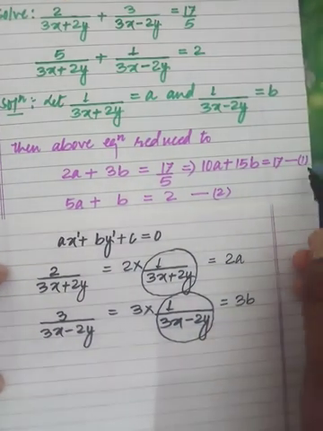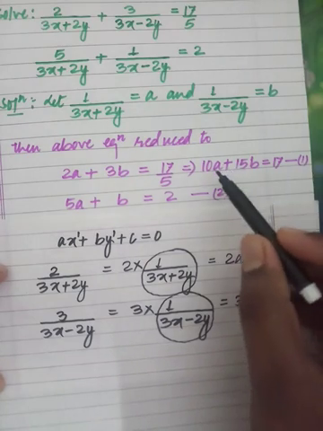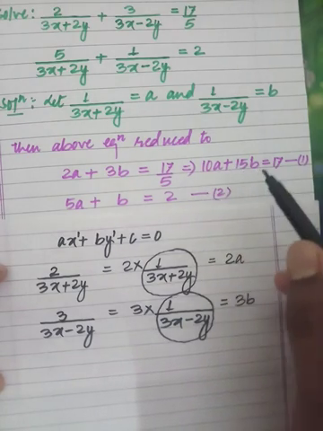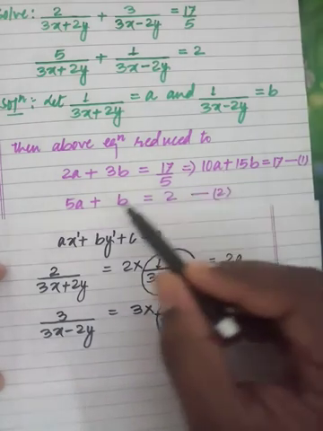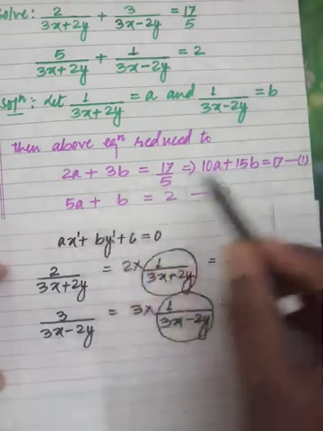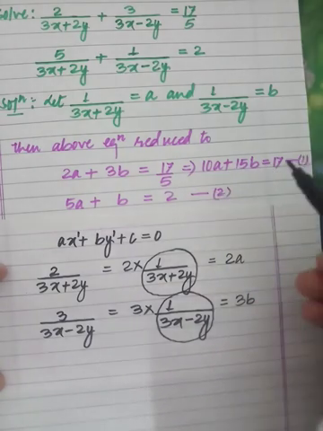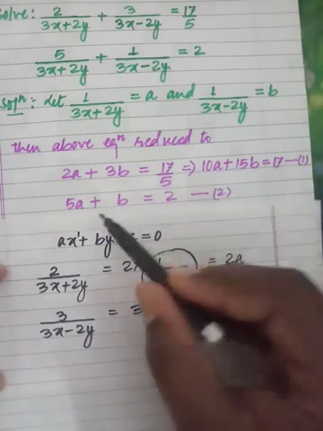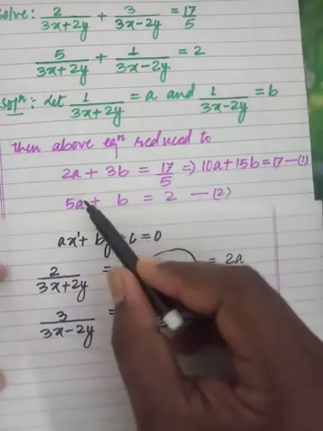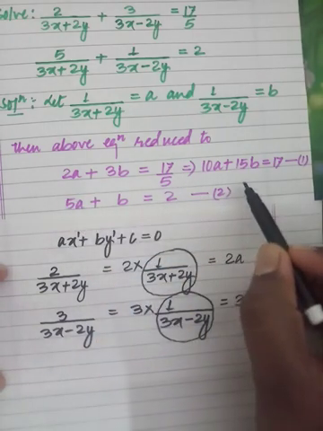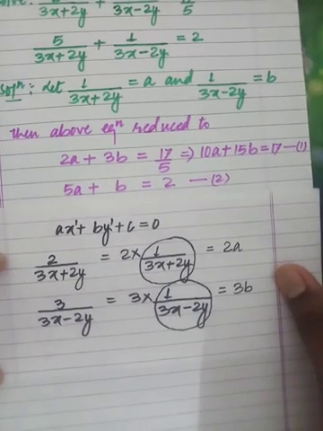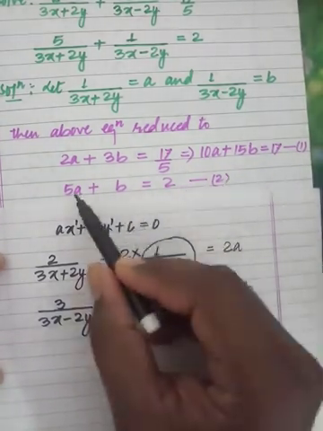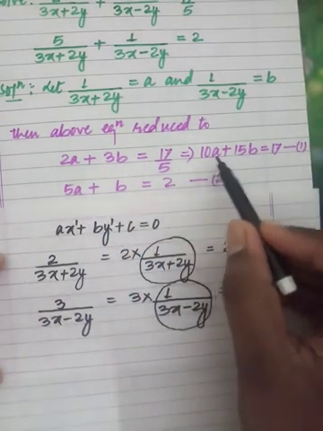Now you can see this is the first and the second equation. Now I will use the elimination method to calculate the values of A and B. For this, I equate the coefficient of A. You can equate the coefficient of A as well as B. So I have equated the coefficient of A. I will multiply the second equation by 2 and the first by 1. If I multiply the second by 2, this will become 10A, and this is already 10A.